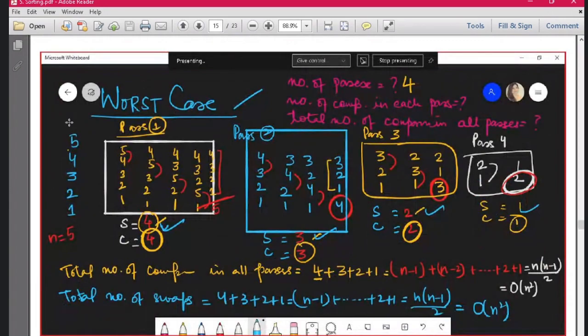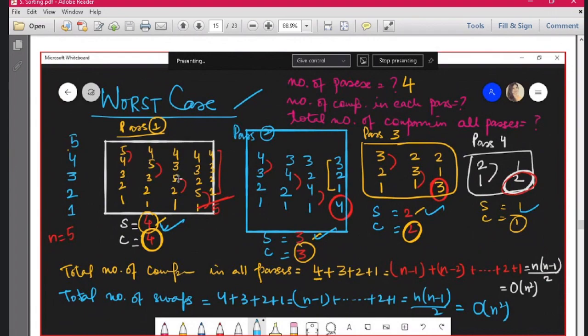I have taken 5 elements, n is equal to 5, and the elements are arranged in descending order, 5, 4, 3, 2, 1. Now you will apply pass 1. When you apply pass 1, you will see that 5 will be compared with 4. So they are in descending order. 5 is greater than 4, so there will be one swap, and the elements will be exchanged. Then 5 will be compared with 3. 5 is greater than 3, the elements will be swapped and exchanged.